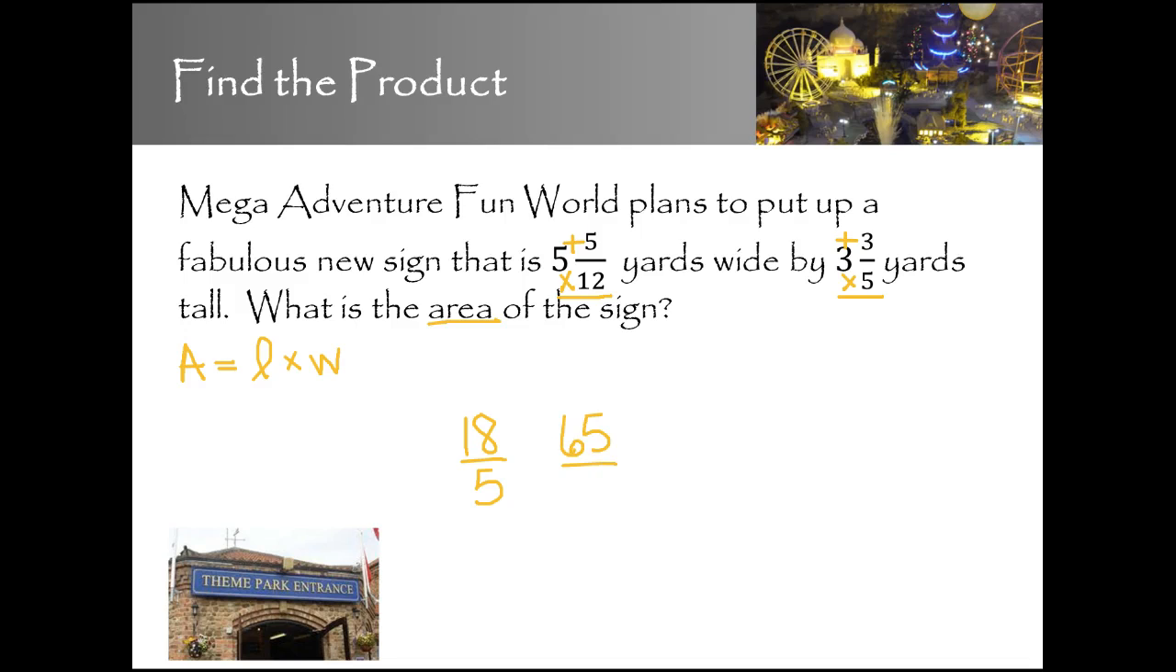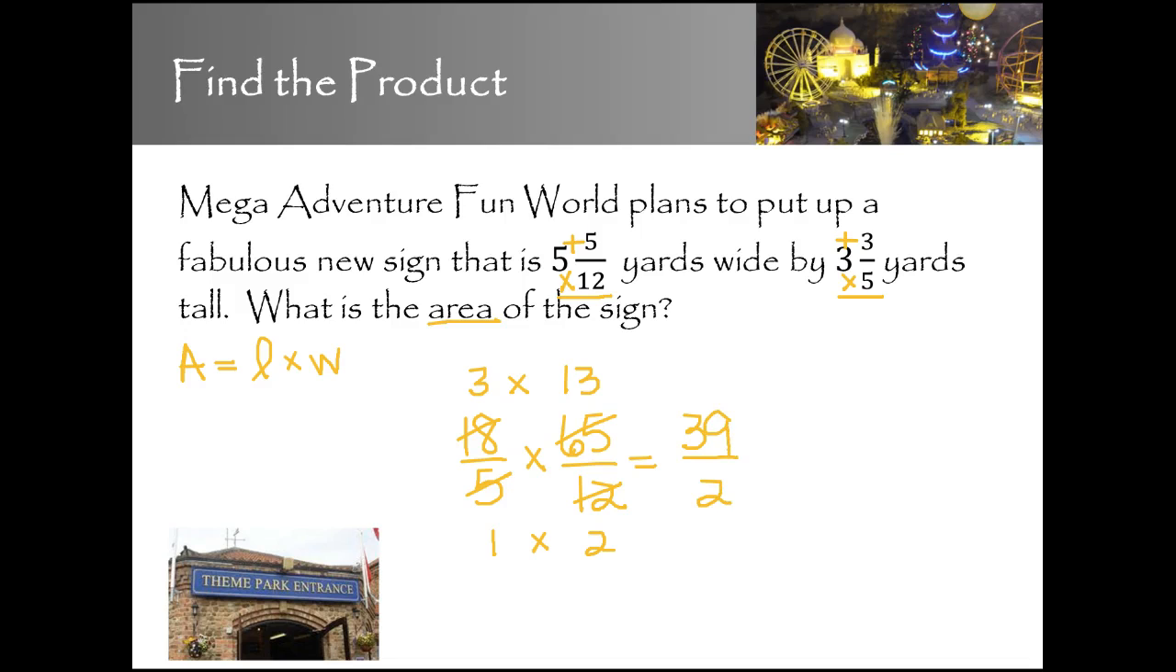Next, we see if we can cross-cancel. 18 and 12 can both be divided by 6. 18 divided by 6 leaves us with 3, and 12 divided by 6 leaves us with 2. Going the other direction, both 5 and 65 end in the number 5, which tells us they can both be divided by 5. 5 divided by 5 is 1, and 65 divided by 5 is 13. Next, we'll multiply straight across. This gives us a result of 39 over 2.